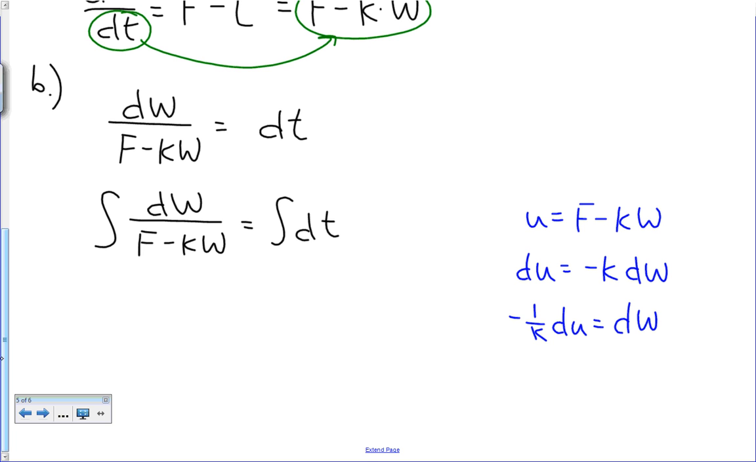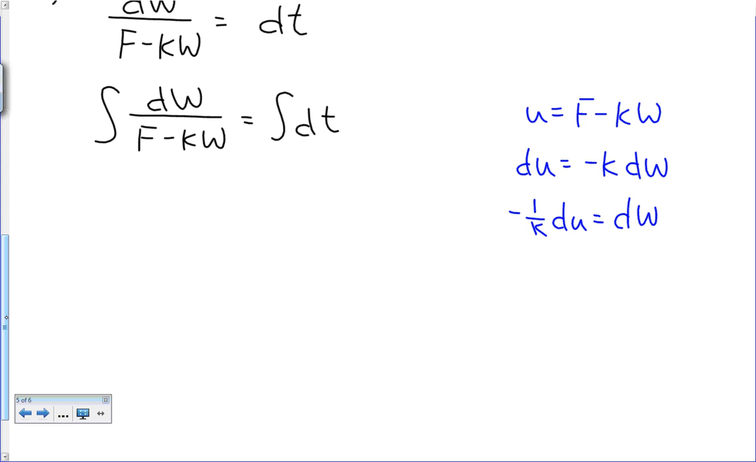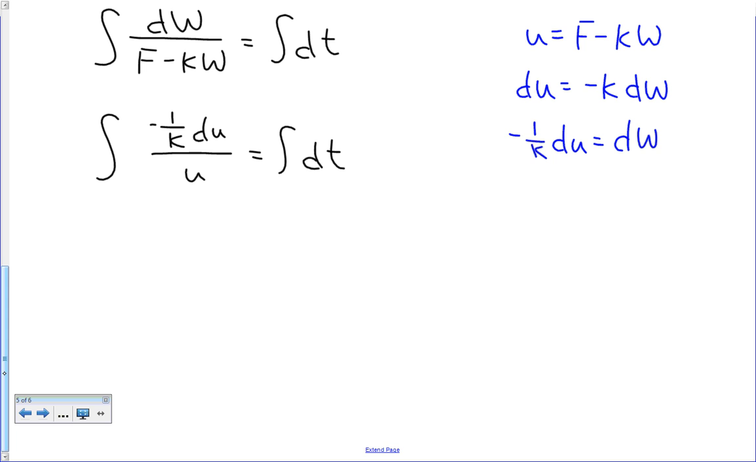We'll go ahead and use that substitution here just to make this antiderivative a little bit easier. So we end up with dw as negative 1 over k du in the numerator, over u in the denominator. We could integrate the right side, but I'm going to just leave it until we integrate the left side. Let me factor out the negative 1 over k on the left side and rewrite this as du over u. Hopefully in that form it helps you recognize that's our reciprocal function we're integrating.